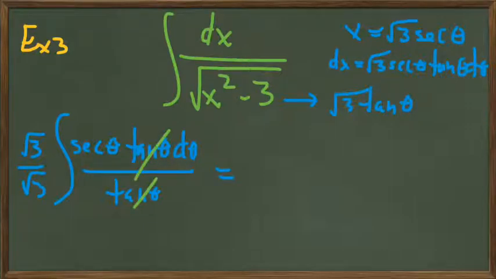And we don't have such an easy integral this time. We're left with the integral of secant theta d theta. To do this integral, we need to do a little trick, which is to multiply the numerator and denominator by something so that it turns out to be in the ln form. Let's go to the next blackboard to do that.